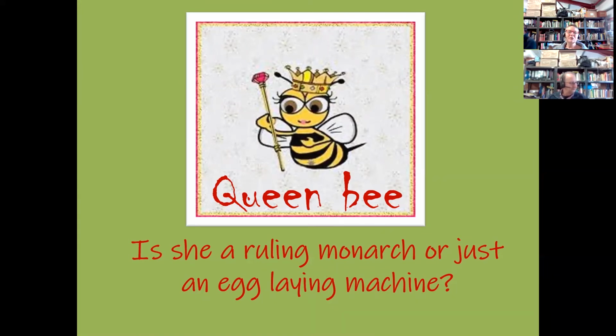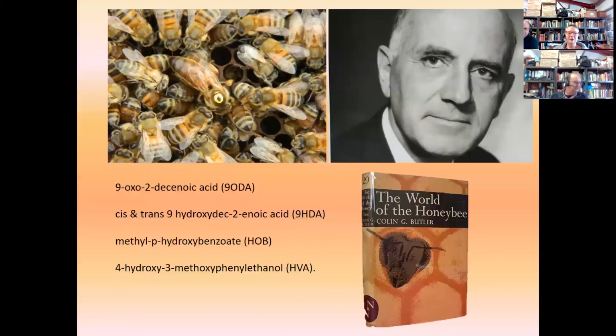She is, as we said before, she isn't Scott Morrison. She doesn't issue orders, or she doesn't have a sort of parliament where they agree on what's going to happen with the colony. But she is very influential. So she isn't a ruling monarch, but she's more than just an egg-laying machine. And we're going to look at the research that's been done on queen pheromone, because probably it's been done on queen pheromone more than any other chemical.